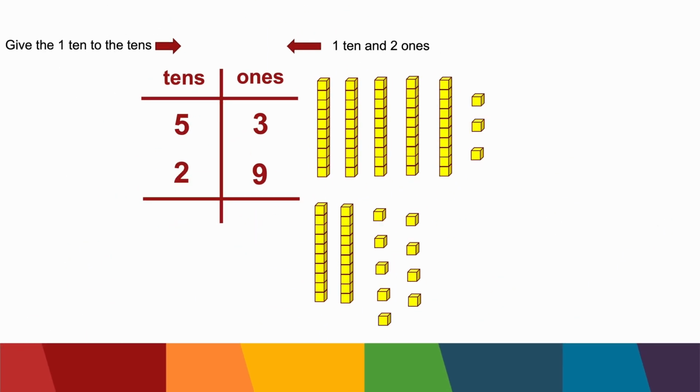Here we have 53 plus 29. We begin in the ones column. 3 plus 9 equals 12. 12 is 1 ten and 2 ones. So we put the 1 on the tens side and we carry the 2 down. Now we add the tens column. 1 plus 5 plus 2 equals 8. 53 plus 29 equals 82.